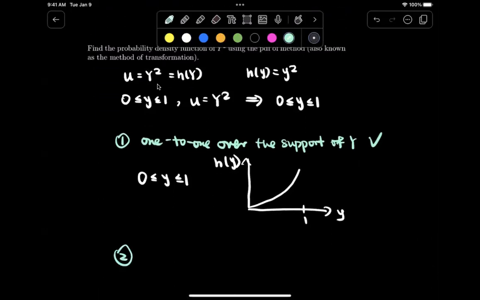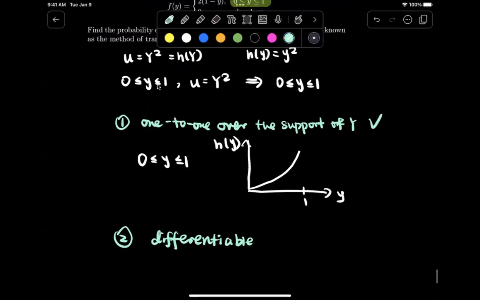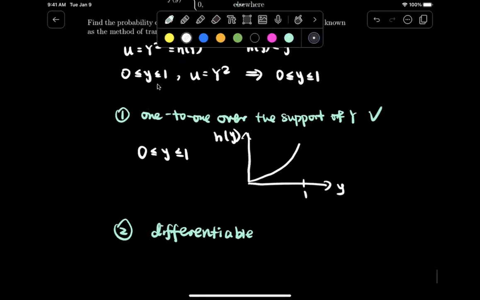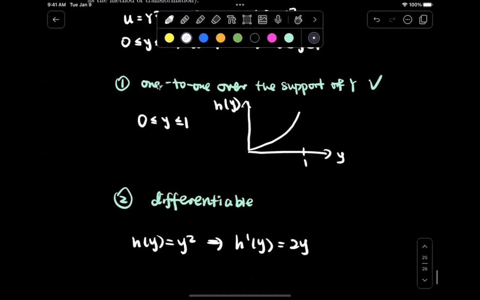And the second condition is this h function needs to be differentiable. So it needs to have a derivative. And does it? So h of y is equal to y squared. This implies the derivative, h prime of y, is equal to 2 times y. So yes, it does have a derivative, so it is differentiable. We have that as well.